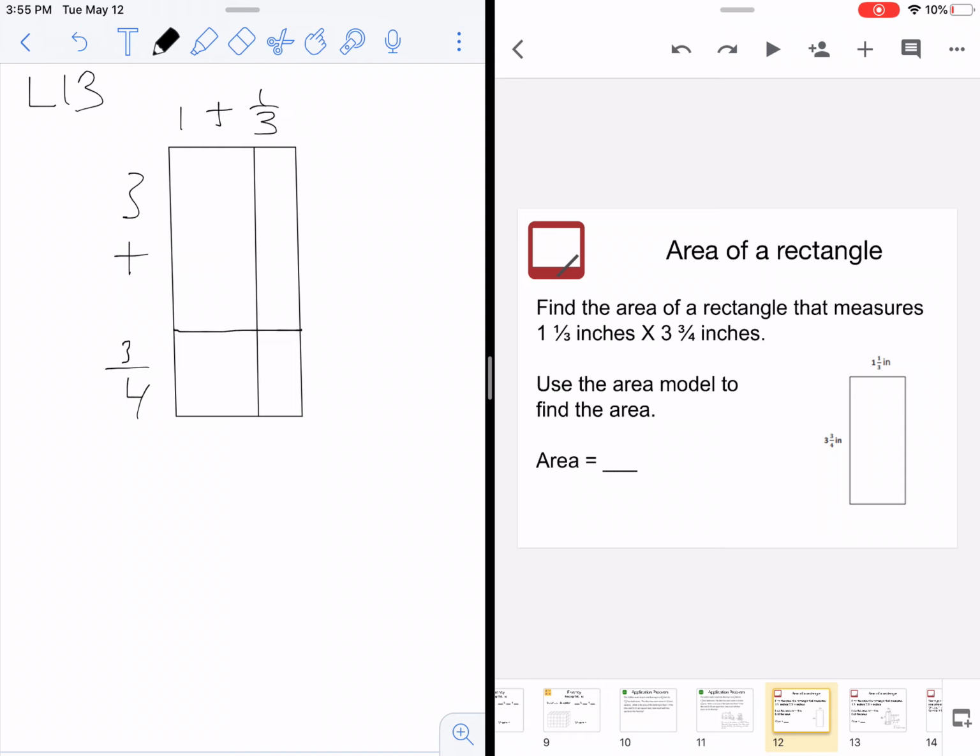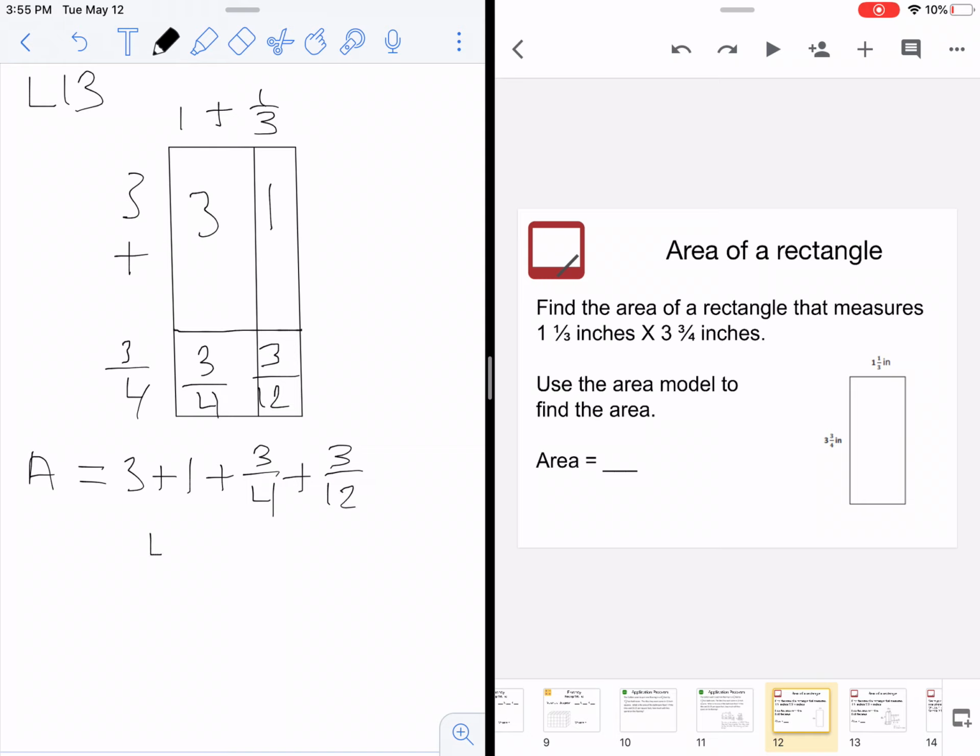So 3 times 1 is 3. 3 times 1/3 is 3/3, which is 1. 1 times 3/4 is 3/4. And 1/3 times 3/4 is 3/12. So now we're going to add all of these together. So area, we have 3 plus 1 plus 3/4 plus 3/12.